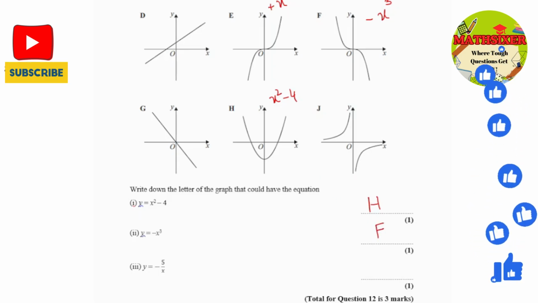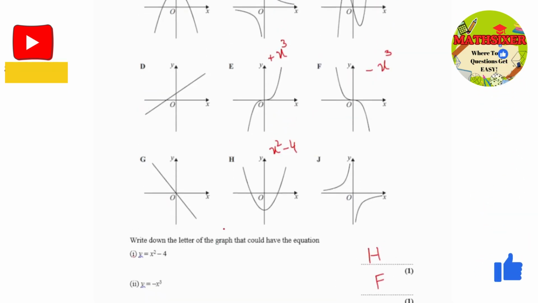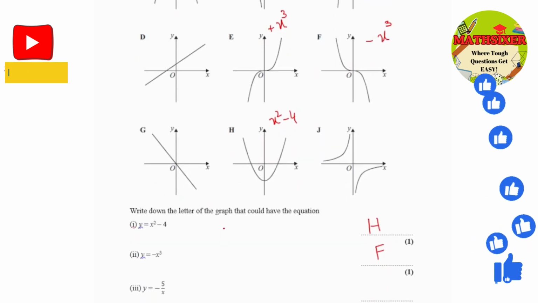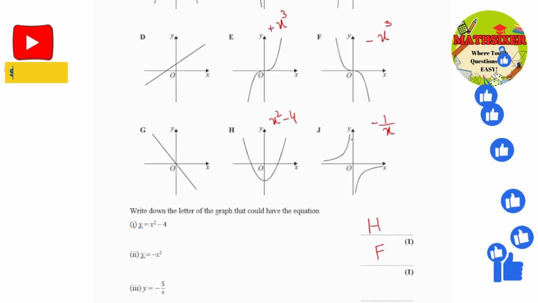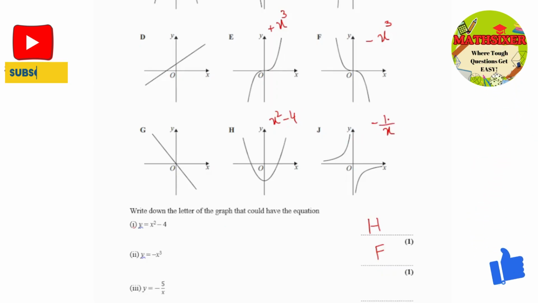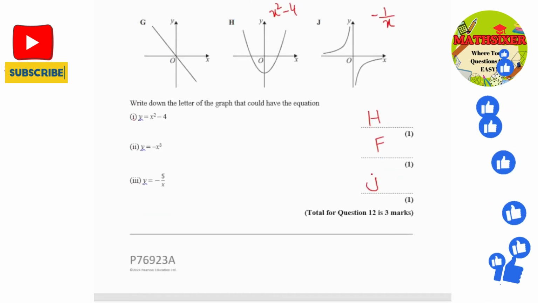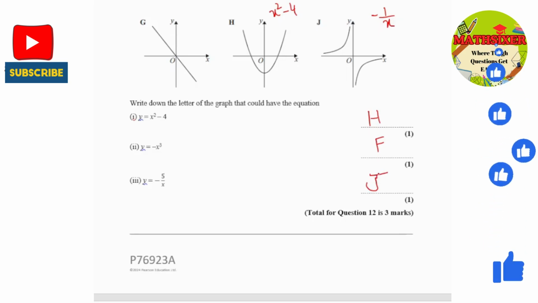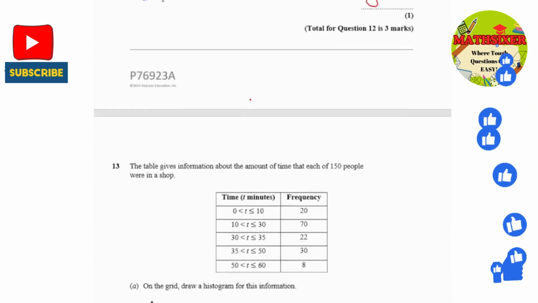Okay, so the next one we have minus 5 over x. So minus 5 over x is this one. So this is minus 1 over x. So this is a reciprocal negative graph. So we're going to use this function as j. So this is also a 3-mark question, and I think if you know the basic shapes with the equations, you can easily do these questions.